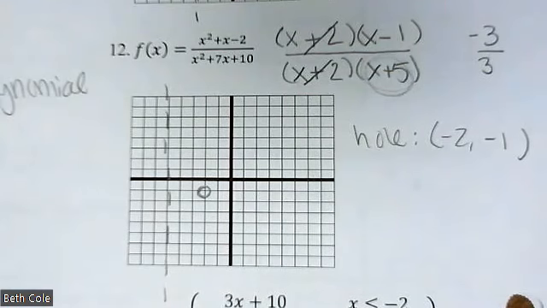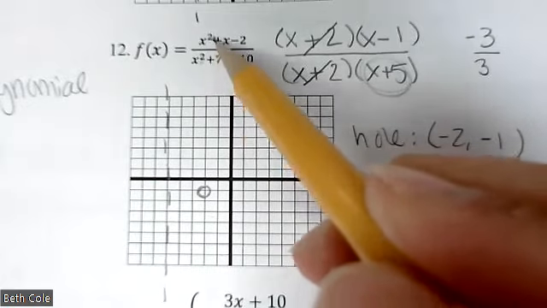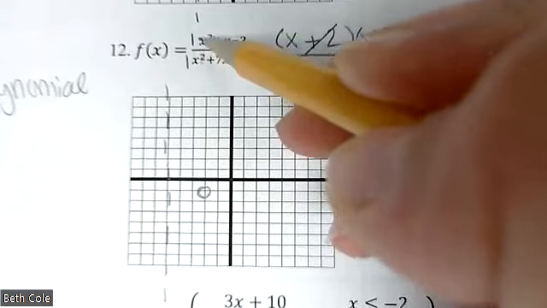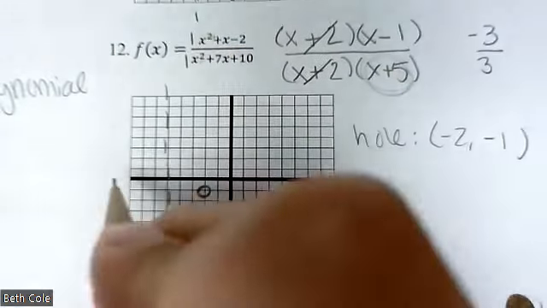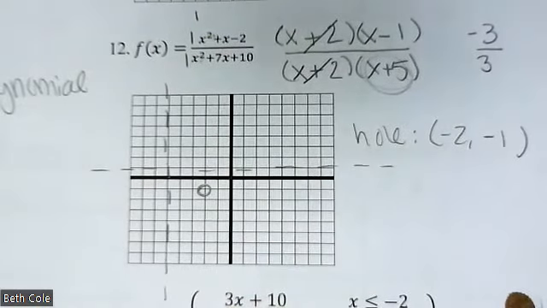The horizontal ones are more difficult to remember because, well, if it turns out this way, then it's this. If it turns out this way, then it's this. Do you see how these are both squared? That means it's the number out front. Now there's nothing there, so it's 1. So it's going to level off at 1.